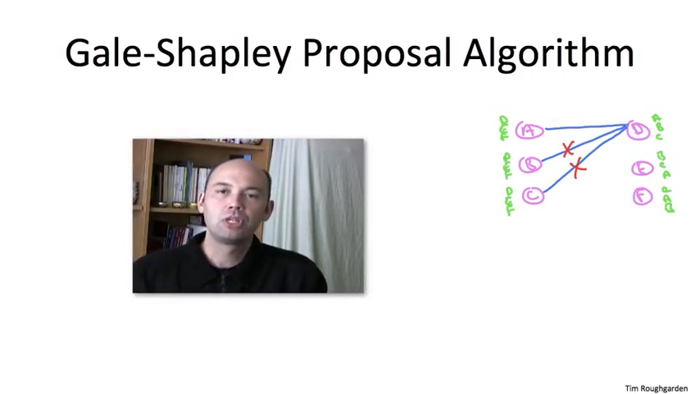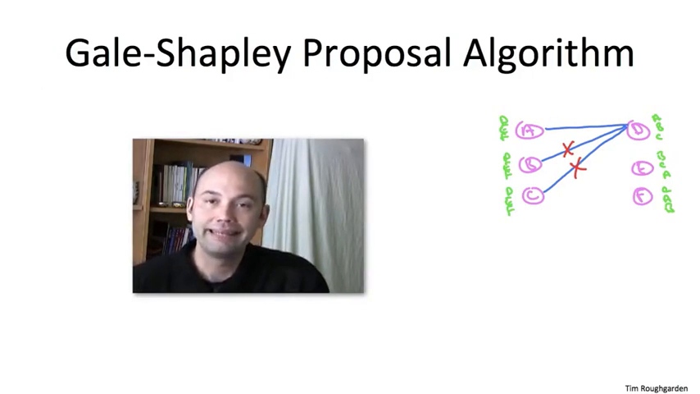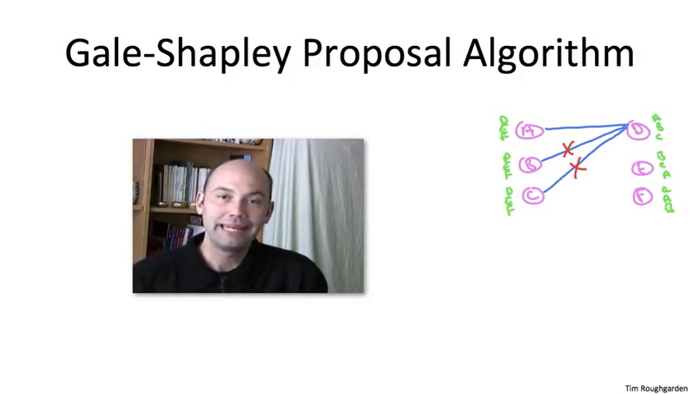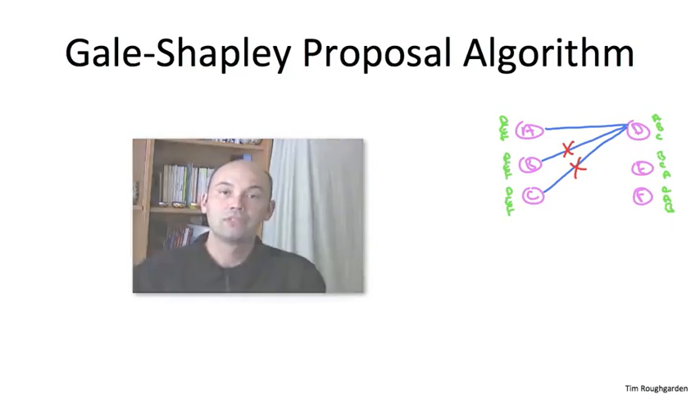So C gets to propose to whatever woman he wants, and D is his favorite, but he's already been rejected by D. And in the algorithm, a man will never re-propose to a woman who has previously rejected him. So next on C's list is the woman E, and E has not had any other offers, so E tentatively accepts the proposal from C.